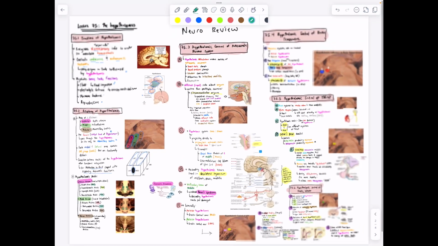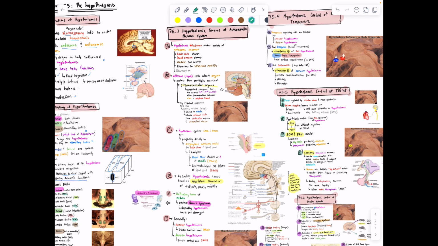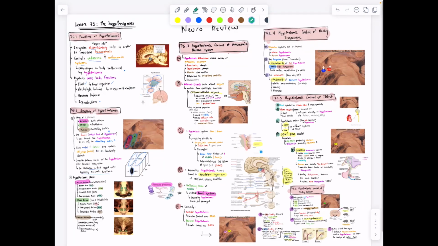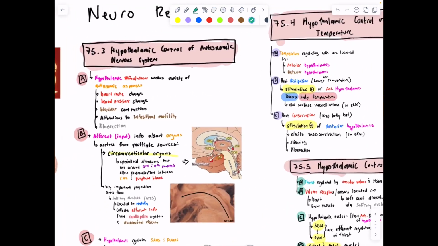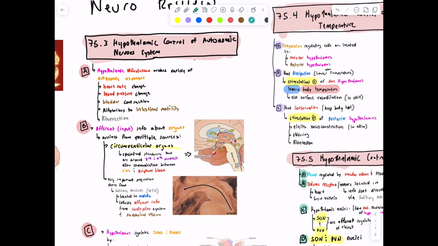All right, so that's not too bad. It's a relatively, as we said, very small area, but it's our master regulator. So we're just going to start talking about the things that it regulates. The first off is the autonomic nervous system, which is the parasympathetic and sympathetic autonomic nervous system. So rest and digest, fight or flight. But hypothalamic stimulation evokes a variety of autonomic responses. We have a change in heart rate, blood pressure, bladder contraction, changing gut motility, right? Piloerection, which is your hair standing on end.